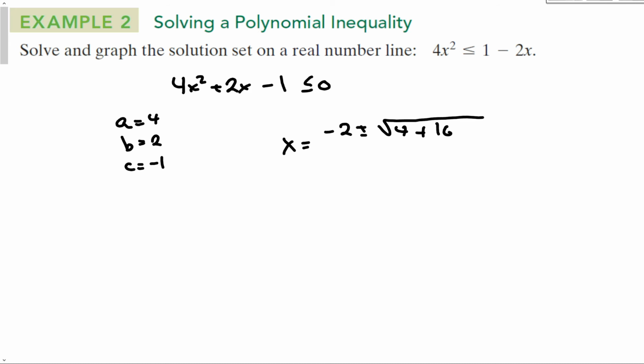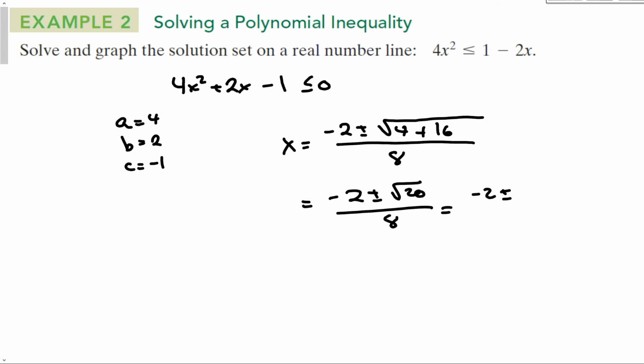So that's going to be negative 2 plus or minus the square root of 4 plus 16 all over 8. So that's negative 2 plus or minus the square root of 20 over 8. Simplifying that is negative 2 plus or minus 2 square root 5 over 8. And finally, simplifying that gives me negative 1 plus or minus the square root of 5 over 4. Okay? So those are my x-intercepts, and there are 2 of them.